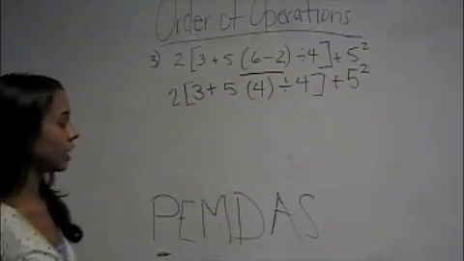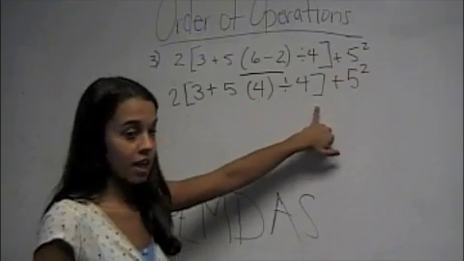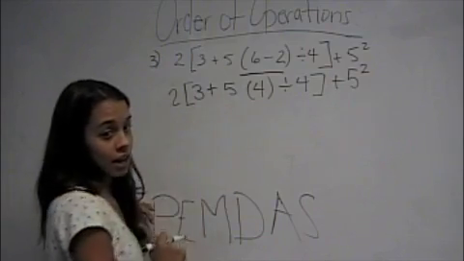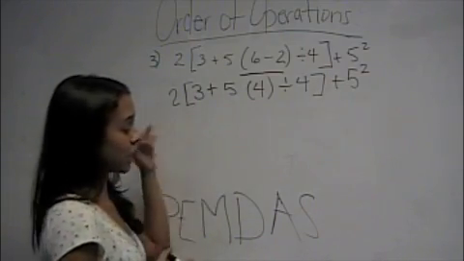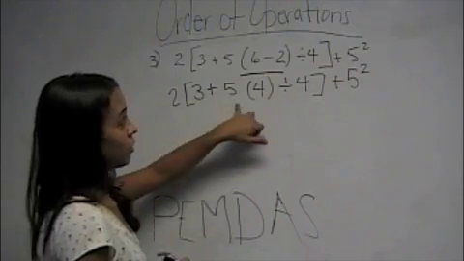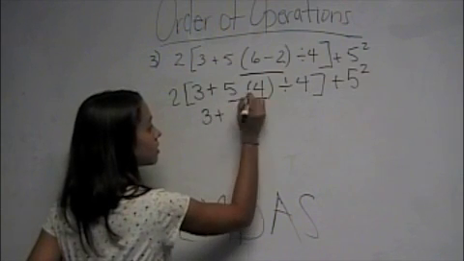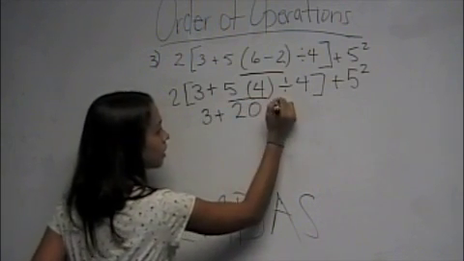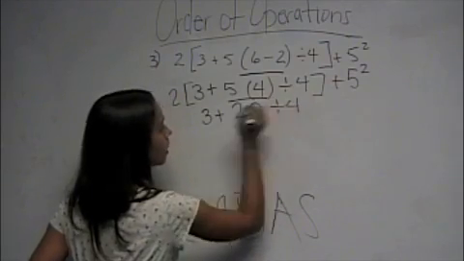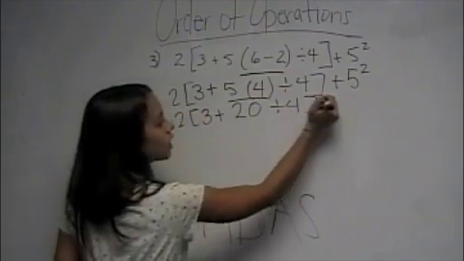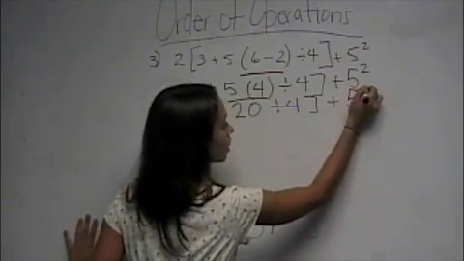Now we're going to look in our brackets. So we follow the order of operations in our brackets also. So we're going to look for multiplication and division first. We have 5 times 4. 3 plus 5 times 4 is 20 divided by 4. This is all in brackets. 2 in front plus 5 squared.